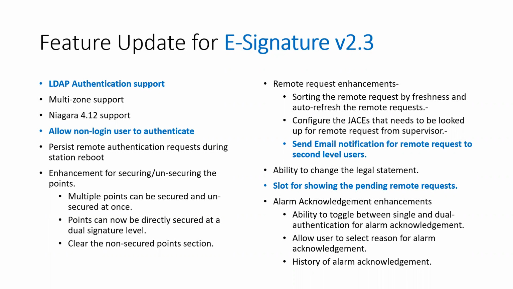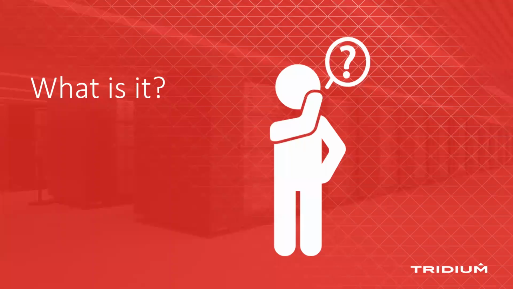A lot of alarm acknowledgement enhancements, adding histories of alarm acknowledgements using authentication, selecting those reasons, and toggling between the single and dual alarm acknowledgement. So those are the highlights for 2.3 if you're a returning user.